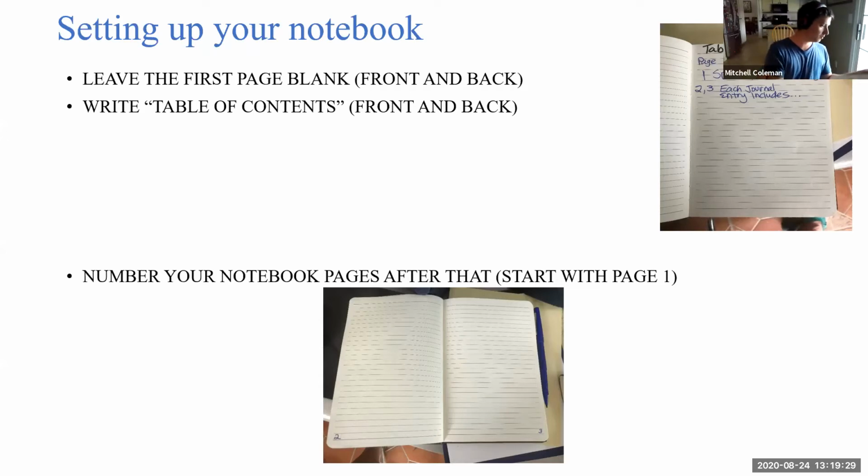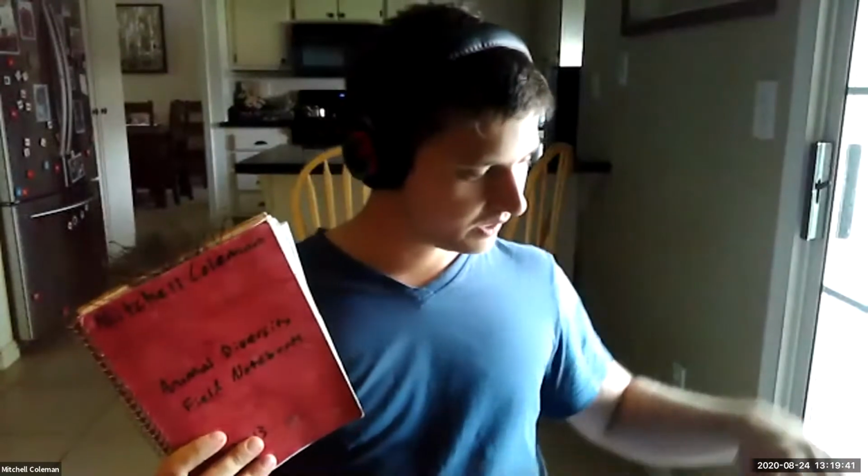Let me break out, I'm going to stop screen sharing here real quick. Okay. I'm going to break out one of my notebooks that I had when I was an undergrad, actually two of them. This notebook was the one that I used in marine biology, and this one was the one I used for animal diversity, basically zoology. So I had to do these when I was in school.